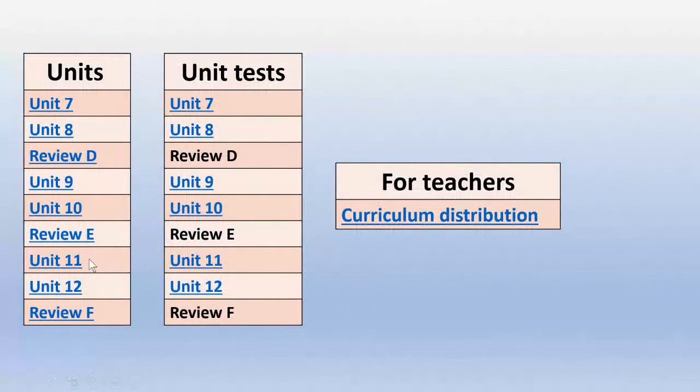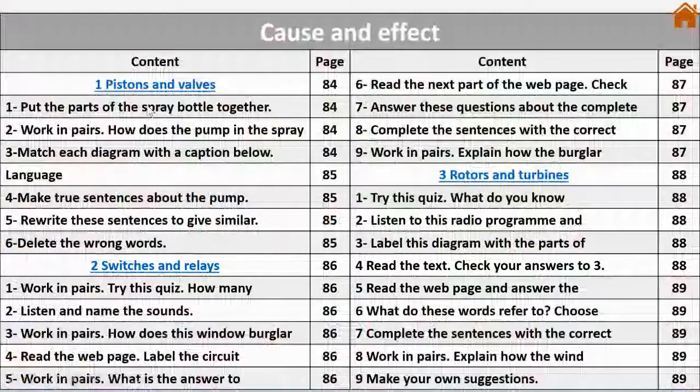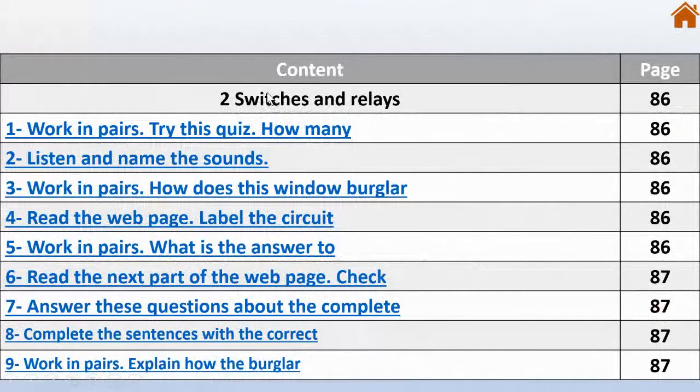Okay, welcome again. So we'll continue our lessons. In our previous lecture, we started Unit 11. In this unit, we started our first lesson, and it was about vessels of valves. In this lesson, we'll talk about switches and relays. Before going through these exercises, we'll try to understand the meaning of switches and relays.